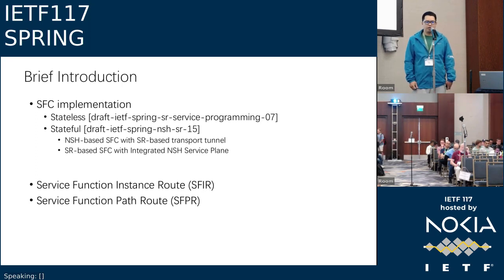In the control plane, there are two types of route information to distribute. The first is the service function instance route, which is collected from the nodes to the controller or other nodes to distribute information about the instance, like service type and IP or any other encapsulation. There is also the service function path route, which is distributed by the controller to the switch nodes to point out the path of the service function, like service path index and service index, to further direct the traffic to go through the certain SFC.